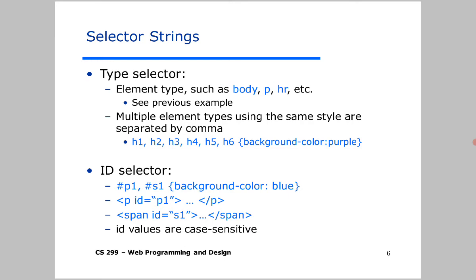Selector string, type selectors means element types such as body tag, p tag, paragraph tag, hr tag, like that. Multiple element types that use the same style are separated by commas. For example, h1, h2, h3, h4, h5, h6 within braces, background-color purple. Then the id selector.